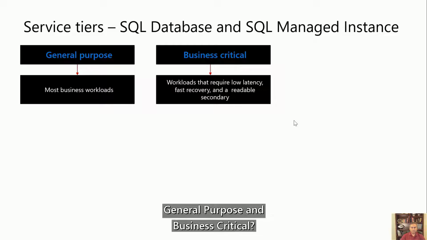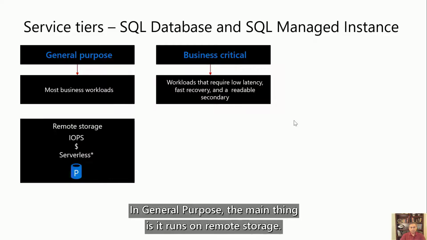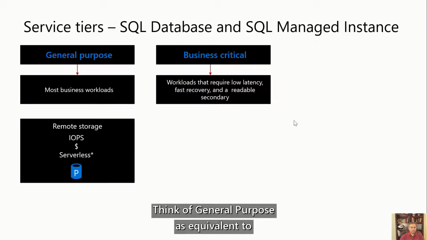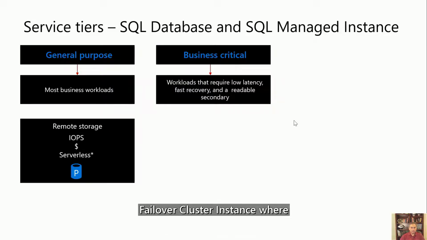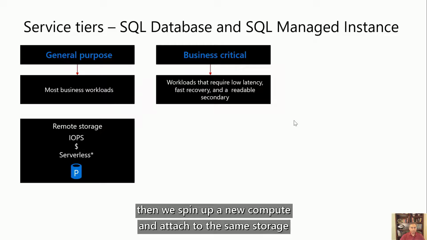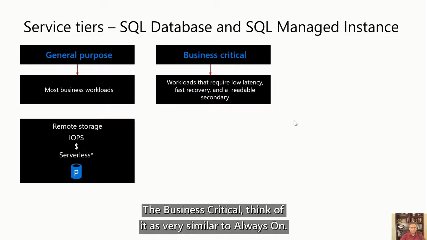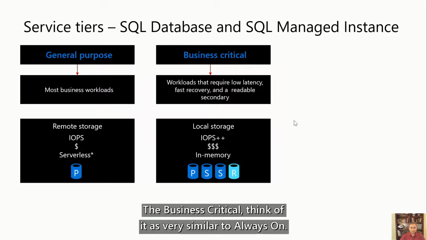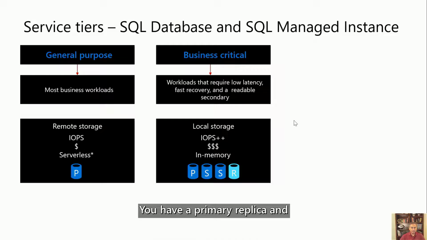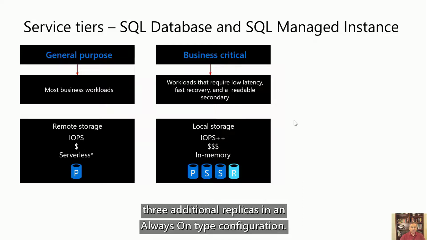What is the difference between general purpose and business critical? So general purpose, the main thing is it runs on remote storage. Think of general purpose as equivalent to failover clustered instance, where you have compute with shared storage. If the compute crashes, then we spin up a new compute and attach to the same storage. So your database will be up and running within a matter of seconds to minutes. And the business critical, think of it as very similar to Always On. So you have a primary replica and 3 additional replicas in an Always On type configuration.